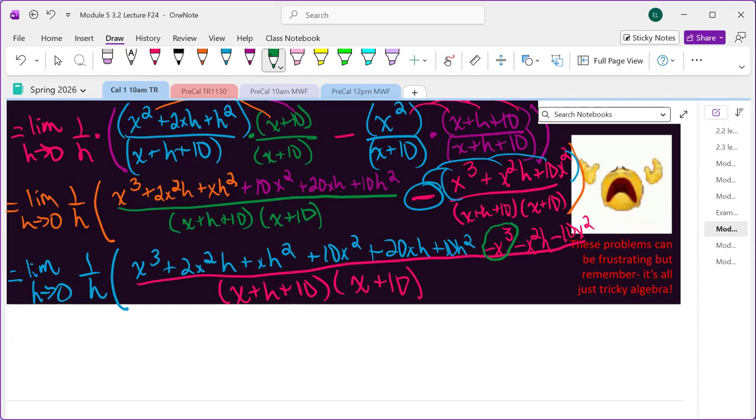So our negative x cubed is going to cancel the positive x cubed. Minus x squared h is like terms, but it doesn't cancel anything out. But that minus 10x squared does cancel the positive 10x squared. So every term that didn't have an h got canceled.